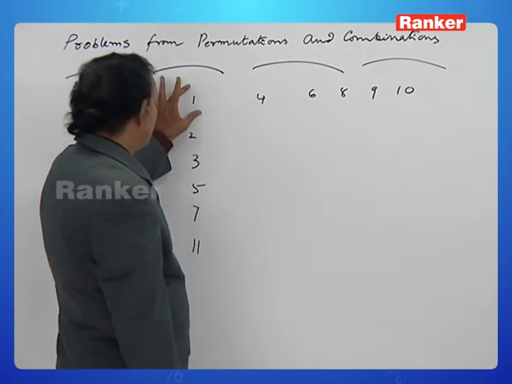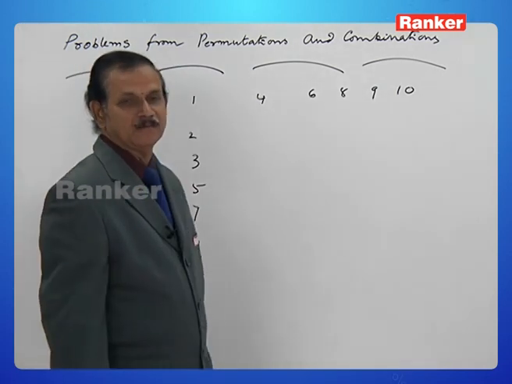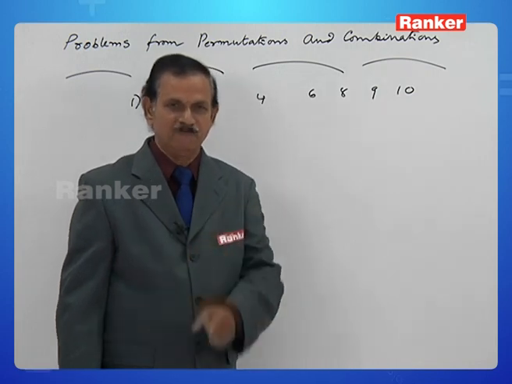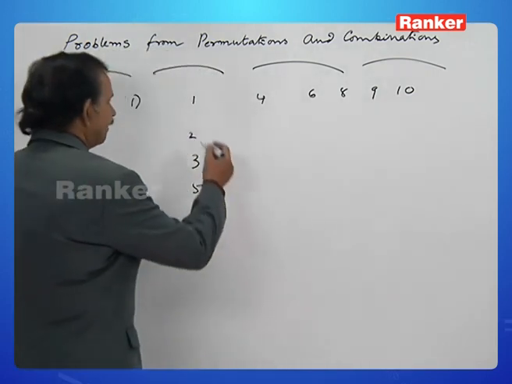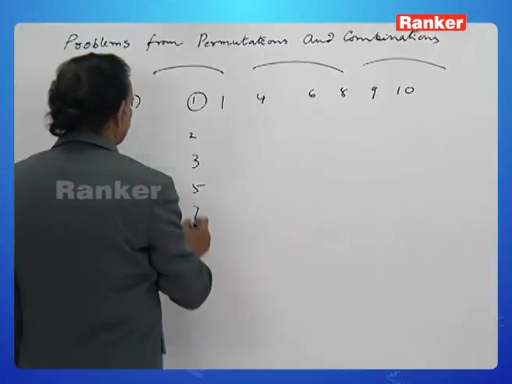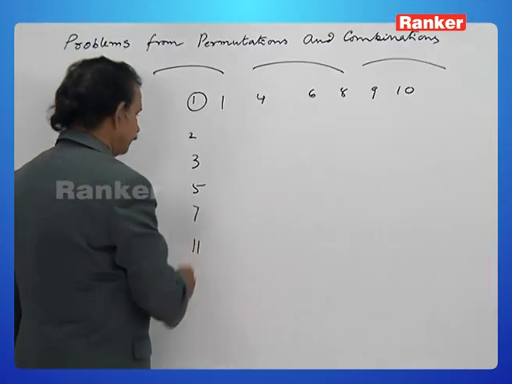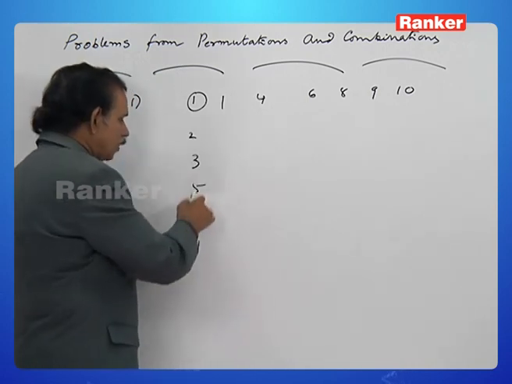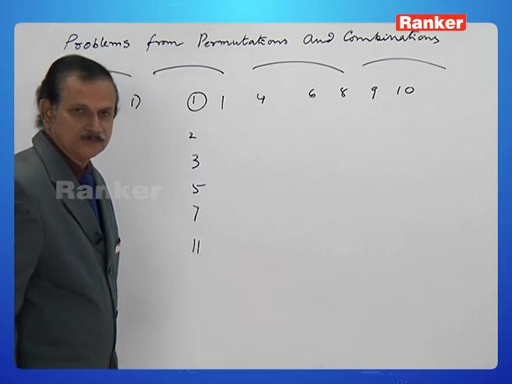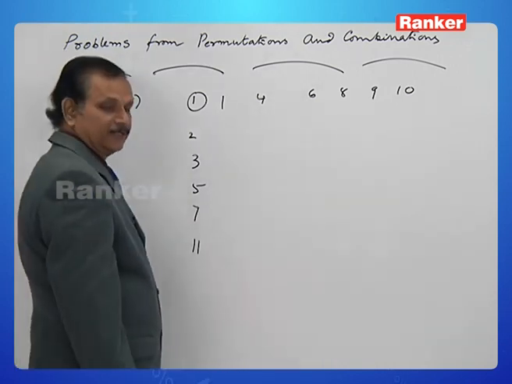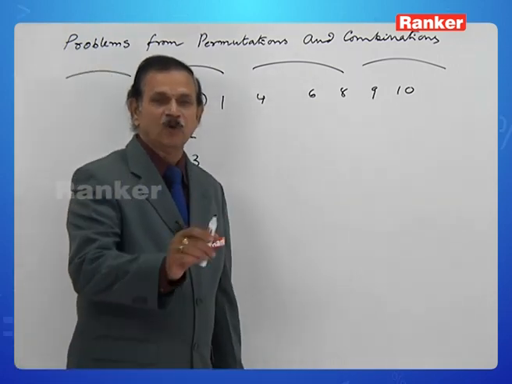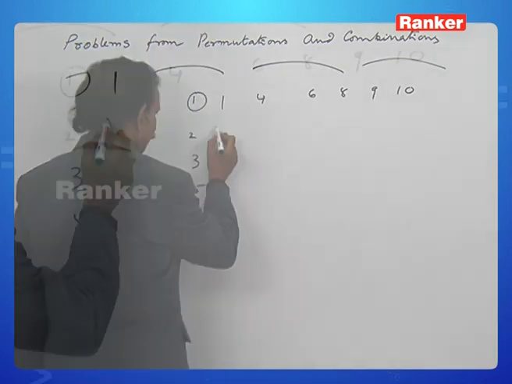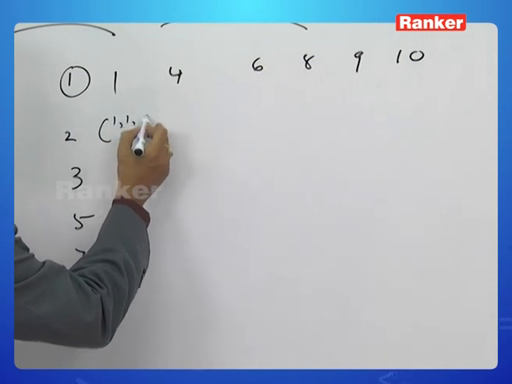If the product is 1, how many ways can it be done? 1, 1, 1. 1 into 1 into 1. There is only one triplet. So, to have the product 1, it is 1. For 2, for 3, for 5, for 7, for 11, you observe all these numbers are prime numbers. To have the product, there is only one way, 1, 1, 2. To have product 2, the numbers must be 1, 1, 2.